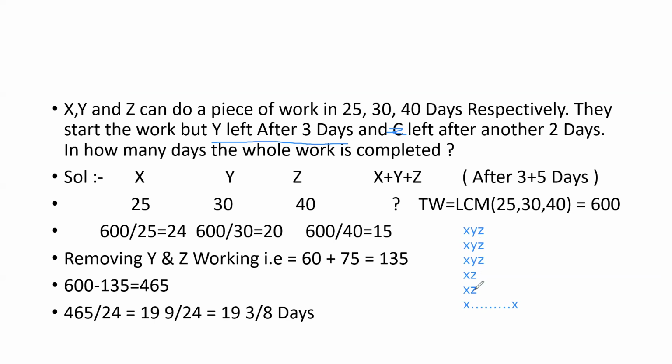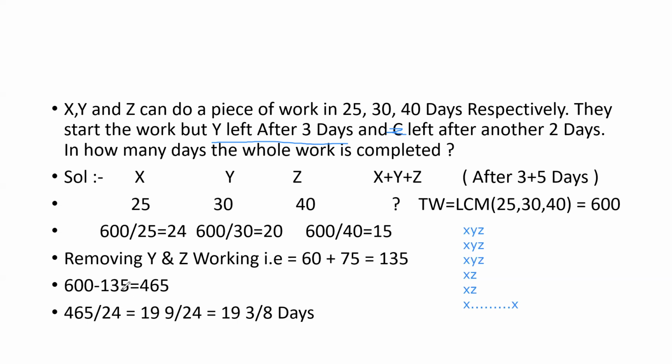So now let's remove this work from the total work. Then the remaining work can be done by X only. Now, Y can do 20 per day, so 3 days equals 60. Z can do 15 units per day, so 5 days equals 75. Therefore, the total work done by Y and Z is 60 plus 75, which equals 135.